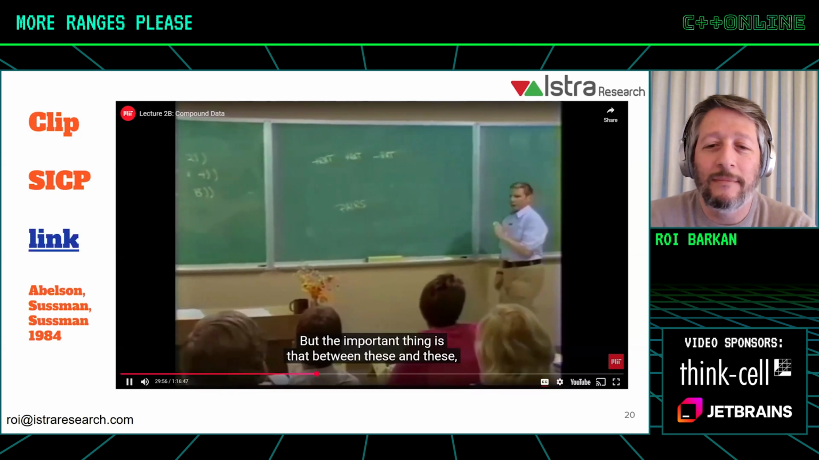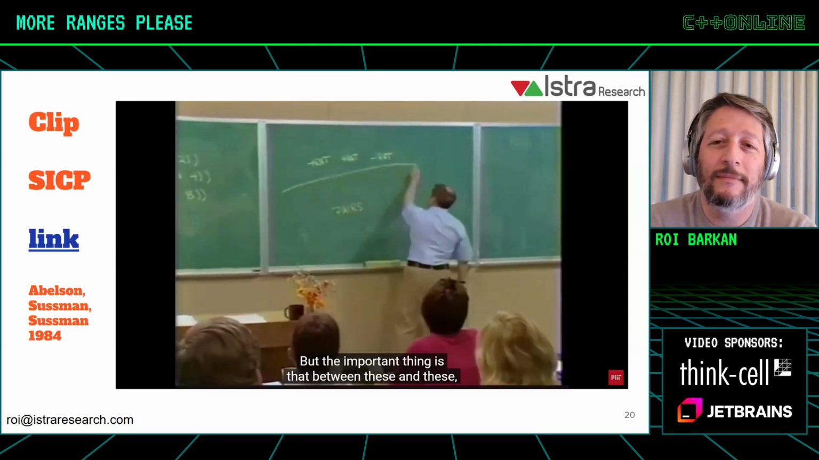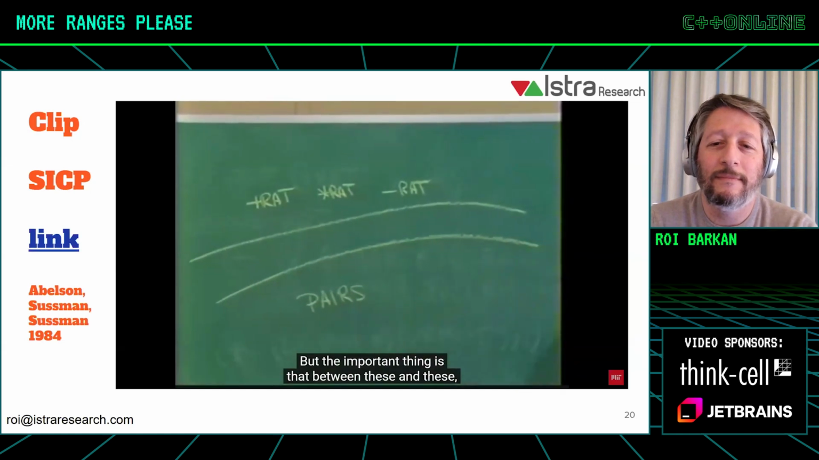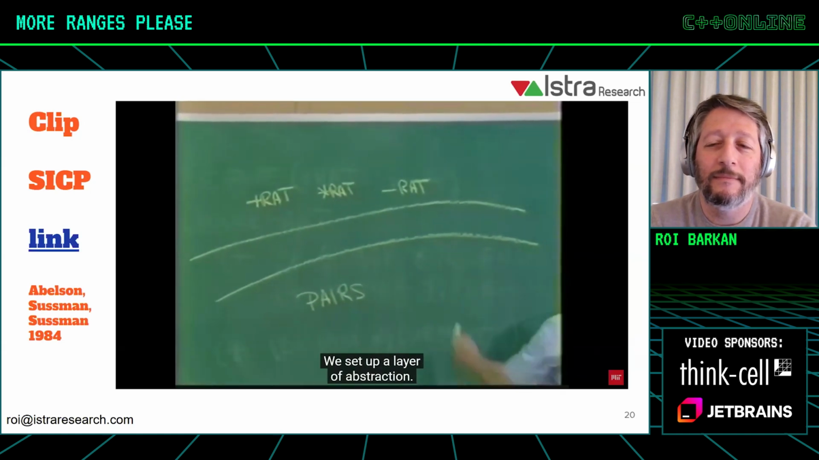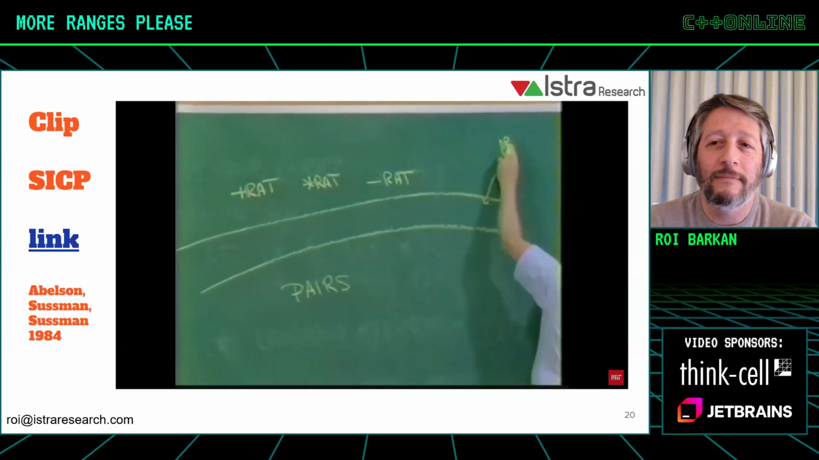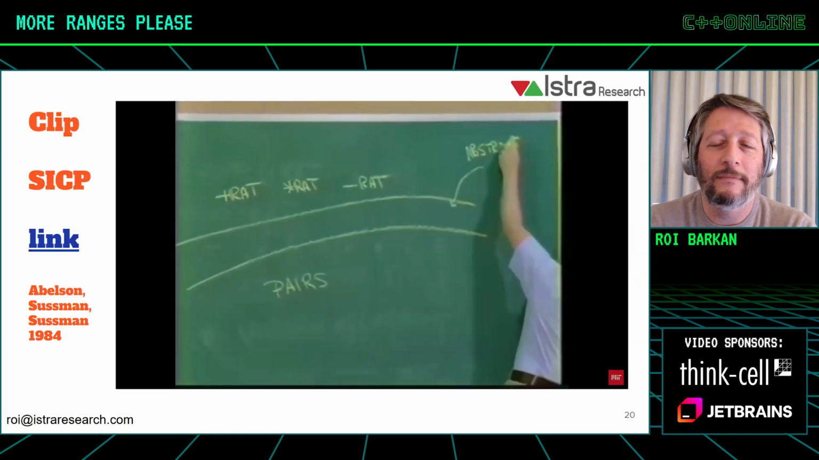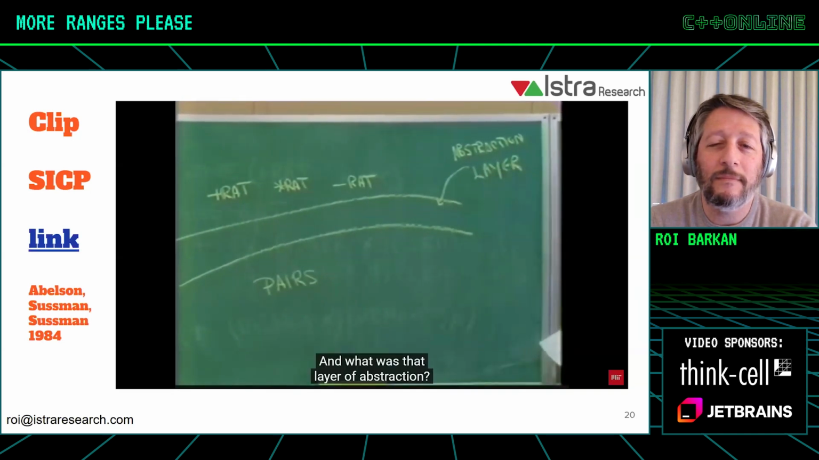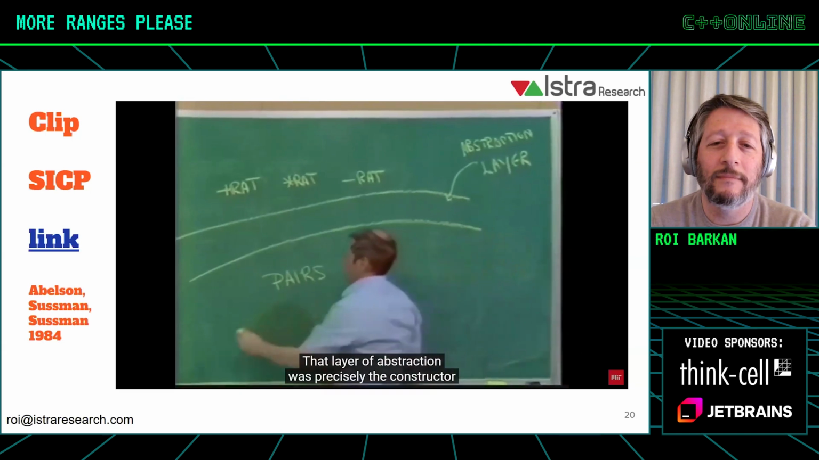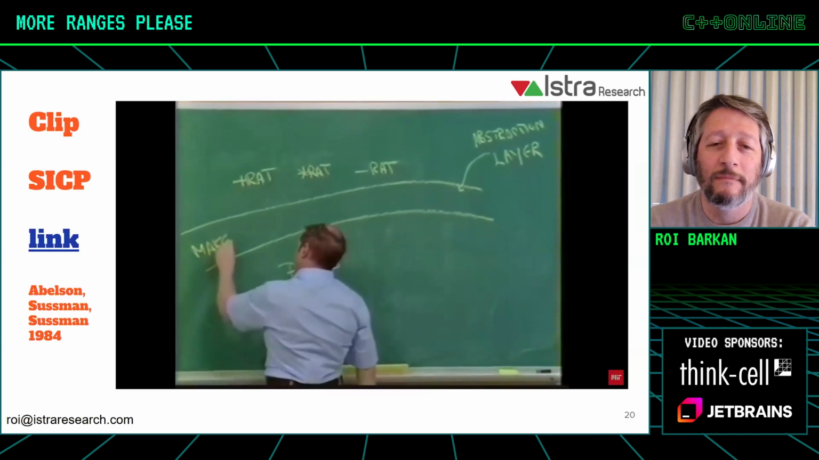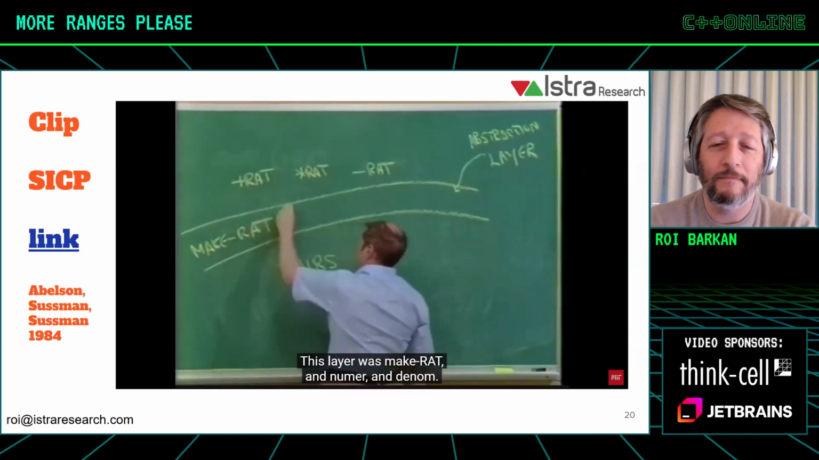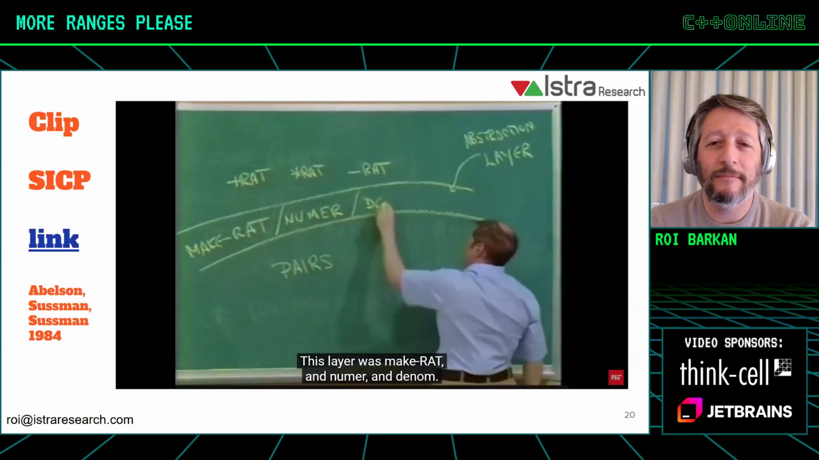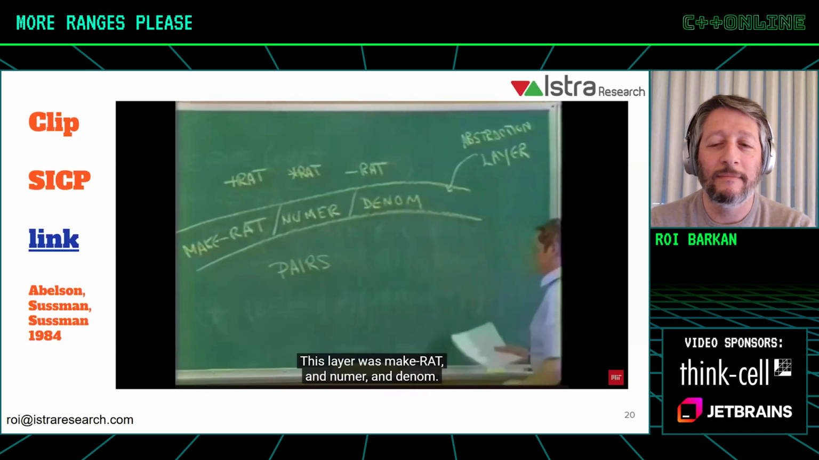But the important thing is that between these and these, we set up an abstraction barrier. We set up a layer of abstraction. And what was that layer of abstraction? That layer of abstraction was precisely the constructor and the selectors. Like this layer was makerat and numer and denom.